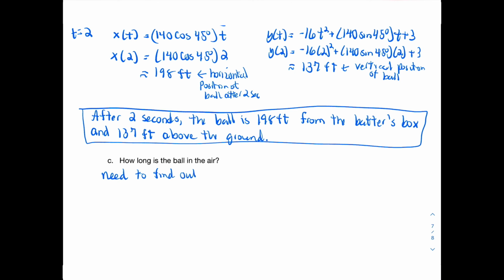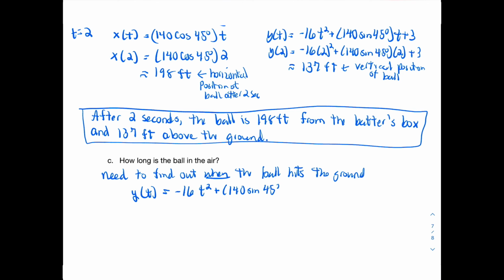Okay, and so to figure out how long the ball is in the air, I need to figure out when does the ball hit the ground. And whenever the ball hits the ground, that's the end. That's when it's over. And so remember, our height of the ball is determined by our y sub t function. So I'm going to take my y sub t function and set it equal to 0. When y sub t equals 0, that's when it hits the ground.